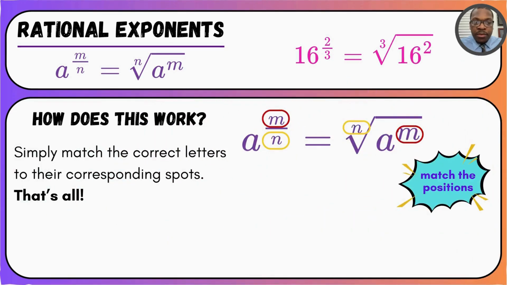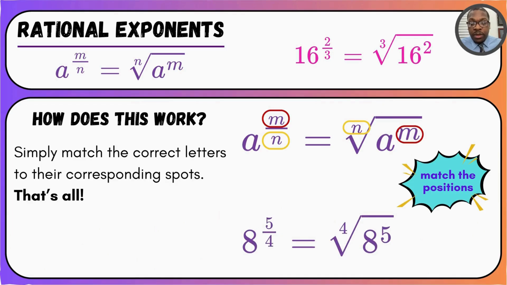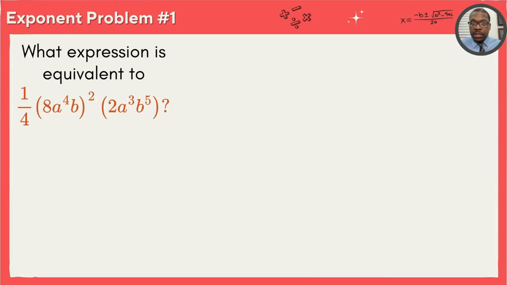So just match the positions. Okay, so we have this situation, 8 to the 5th to the 4th power, 8 to the 5 over 4th power. Just make sure we put the 5 here, put the 4 there. Just match them in the right spot. That's literally it. Okay, all right, let's see if we can knock out this problem.